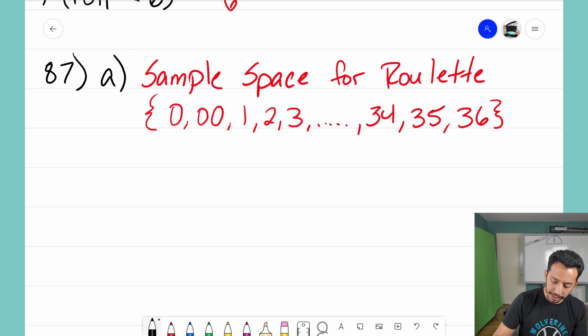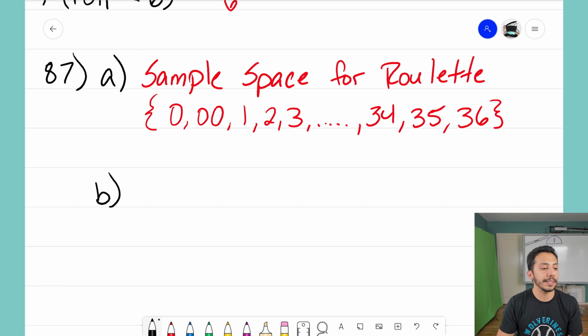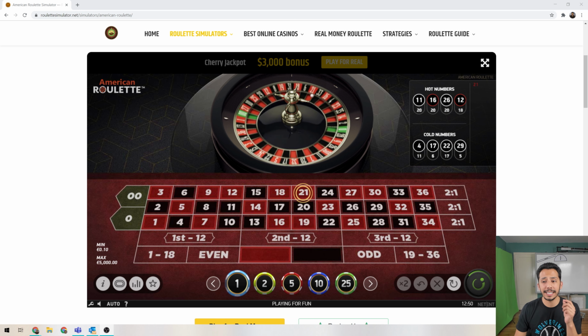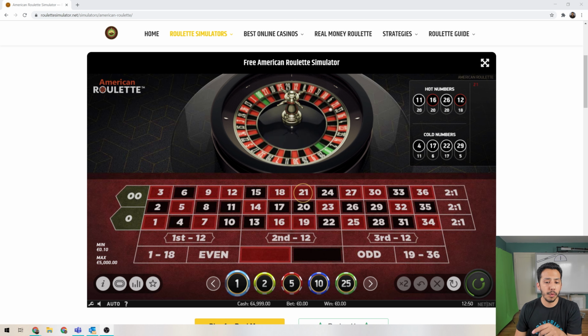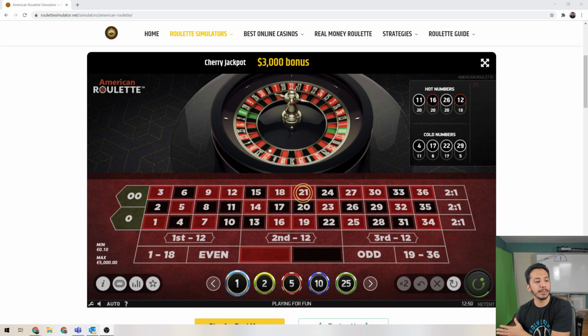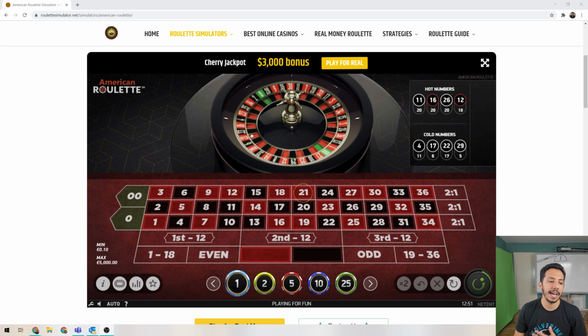My next question for you guys, right? We're trying to think about this game. We'll call this B. Is each number equally likely to happen? Just like our dice game, right? We were rolling the dice. We said each number had an equal chance of coming up. For roulette, does each number have an equal chance of coming up? 0, 00, 1, 2, 3, all the way to number 36. Does it have an equal chance of coming up?